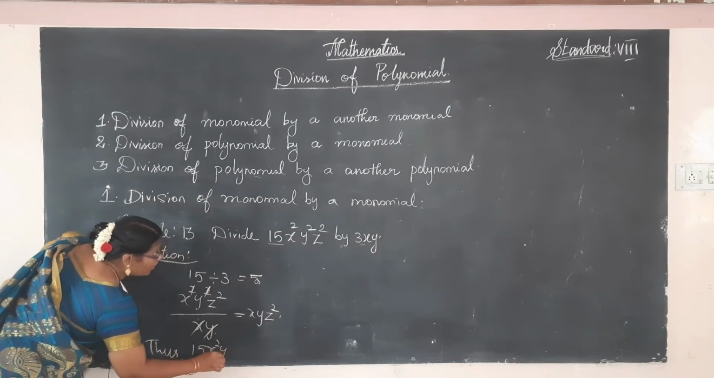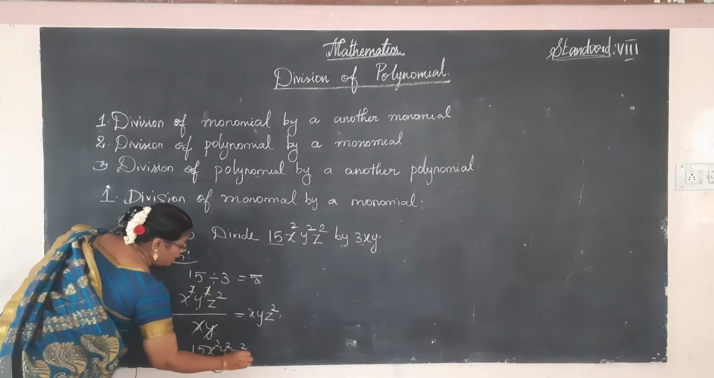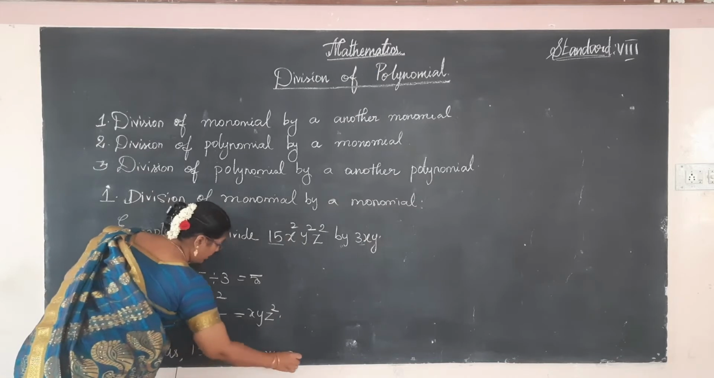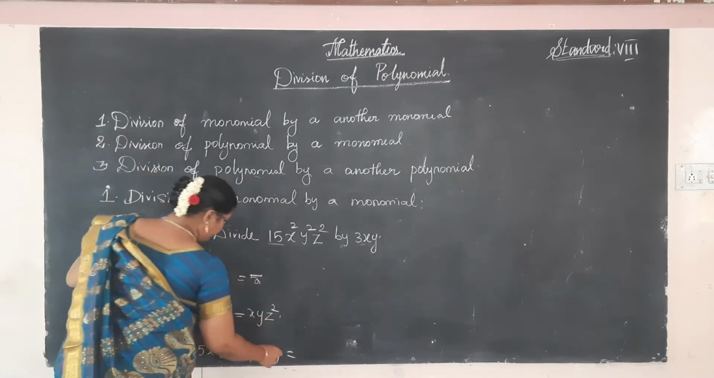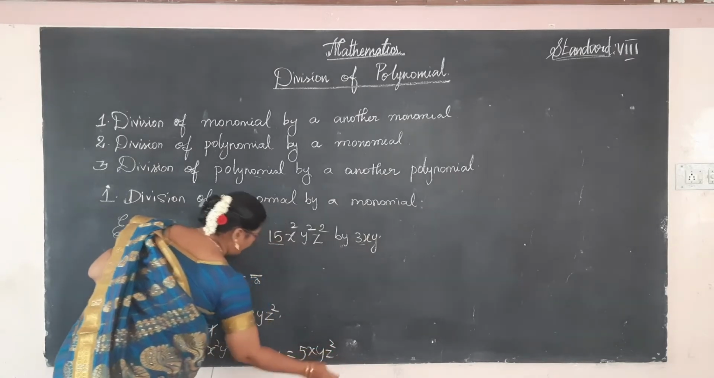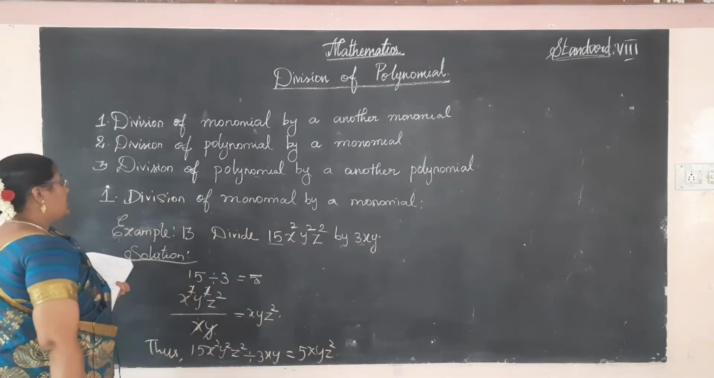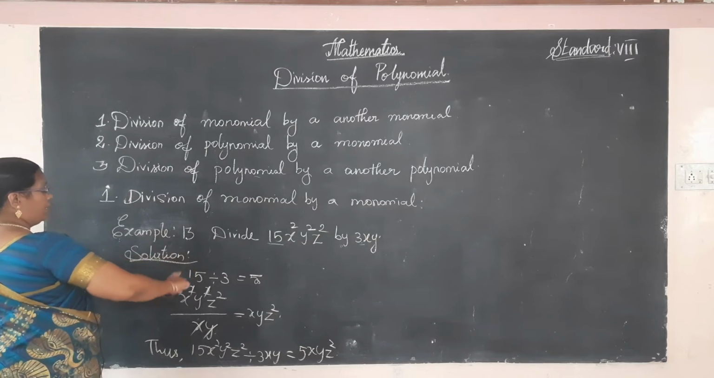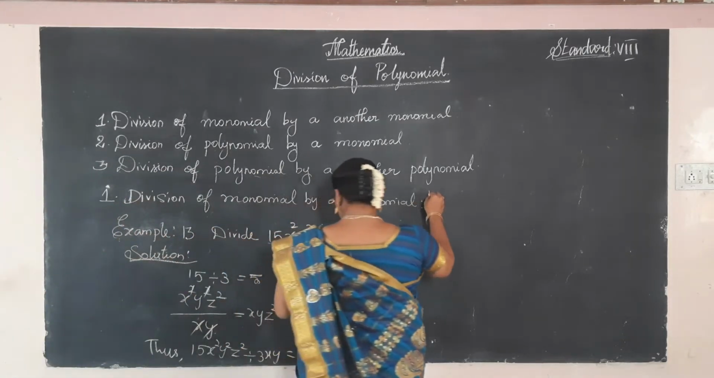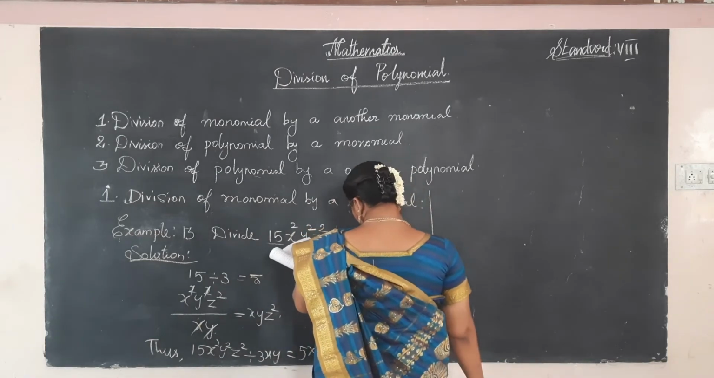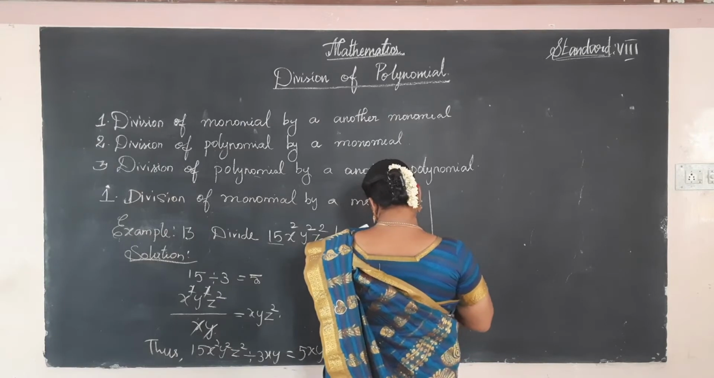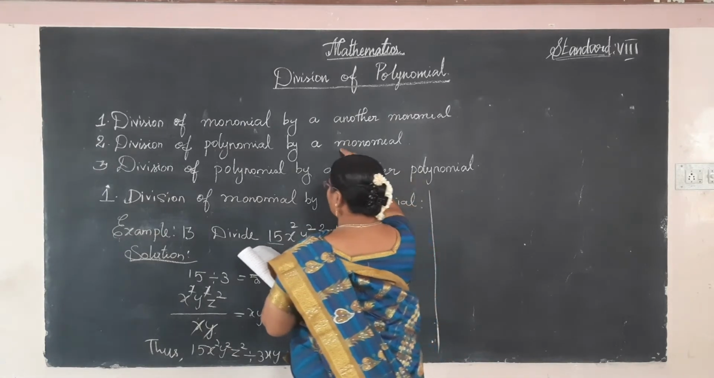Thus 15x squared y squared z squared divided by 3xy is equal to, what is the value? 5xyz squared. Okay. So this is the method of division of a monomial by a monomial. Okay. See another example. Let's move to the next concept.